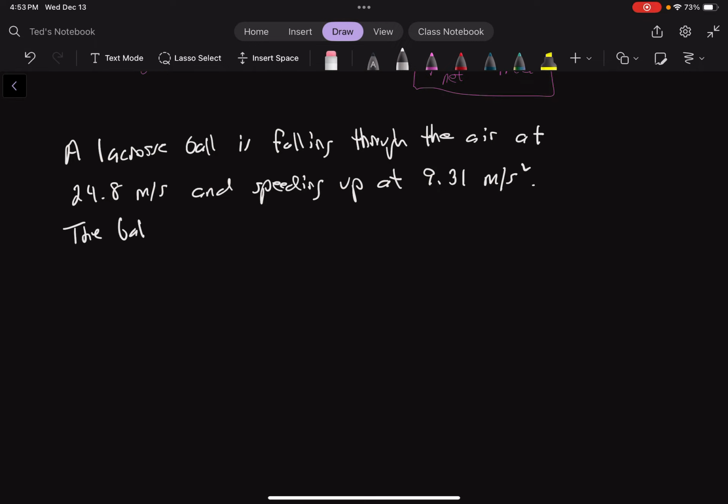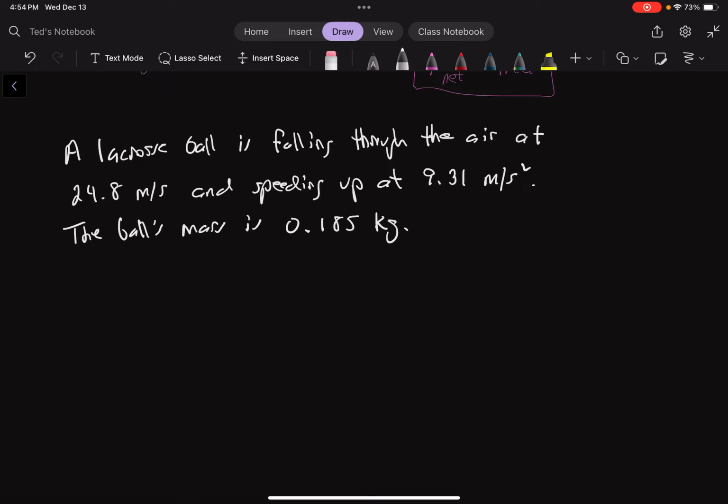The ball's mass is 0.185 kilograms. Now, normally I would look up the actual mass of a lacrosse ball to give a problem because I like to make my problems realistic, but here I just made that up, so it is not the actual mass of a lacrosse ball. So maybe this is just a ball falling through the air at 24.8 meters per second and speeding up at 9.31 meters per second squared, and the ball has a mass of 0.185 kilograms.